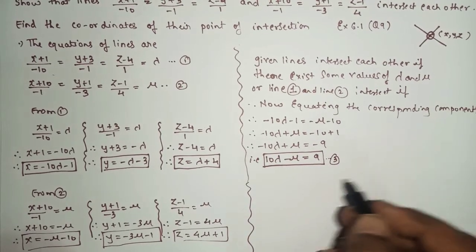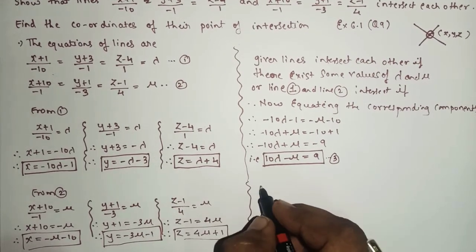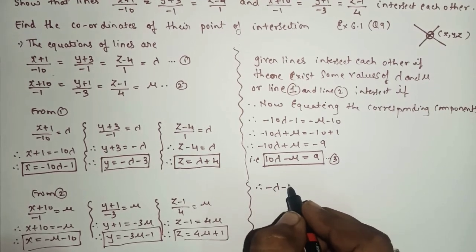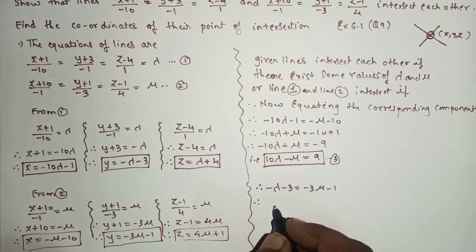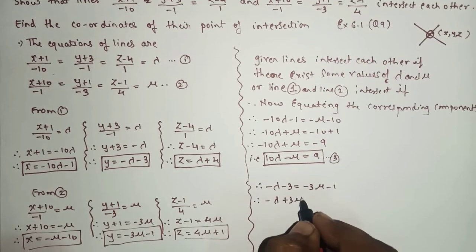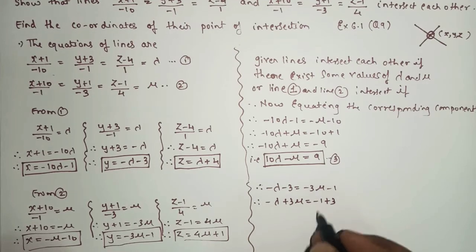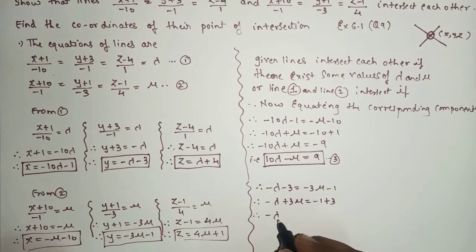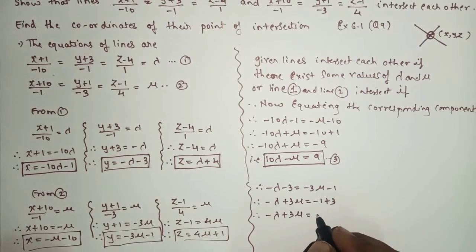Okay, so now we'll equate this y coordinate. Therefore minus lambda minus 3 equals minus 3 mu minus 1. So therefore minus lambda plus 3 mu equals minus 1 plus 3, shifting the lambda and mu on one side and the numbers on the other side. So therefore minus lambda plus 3 mu equals 2.